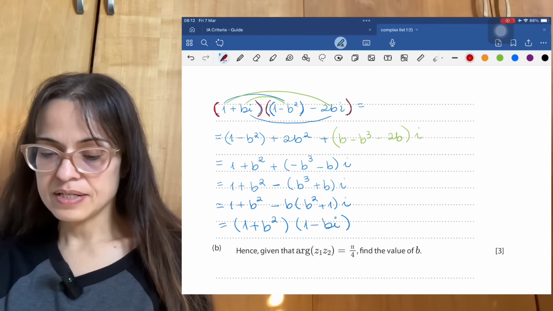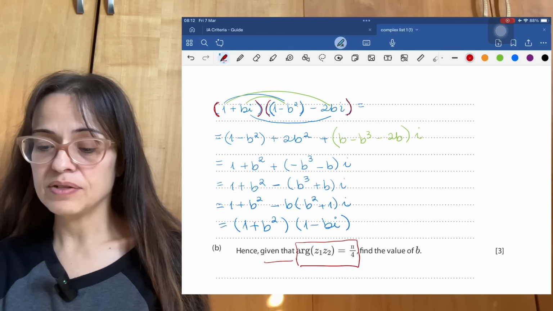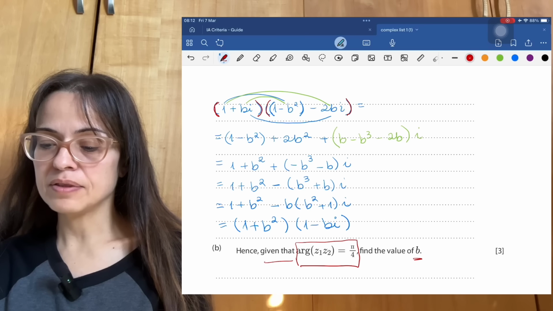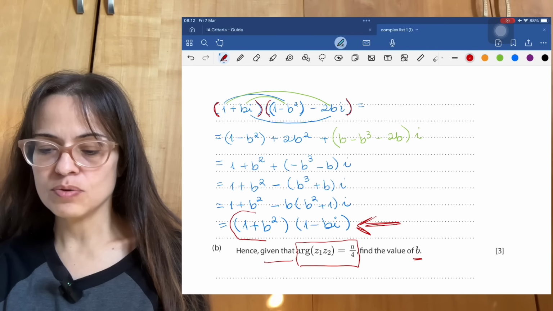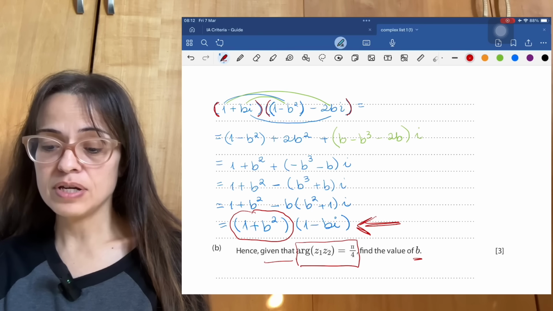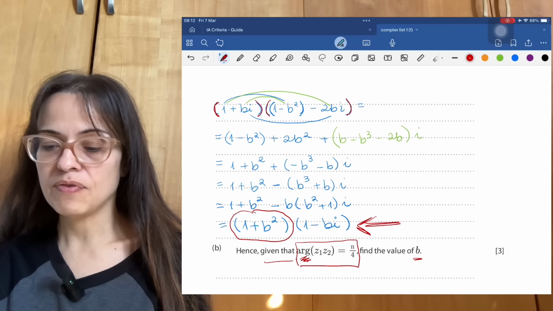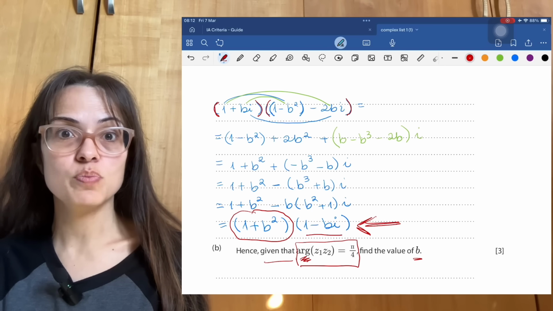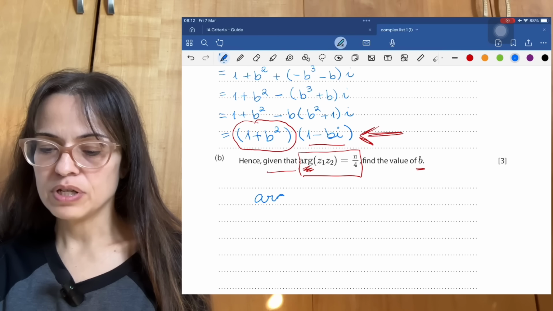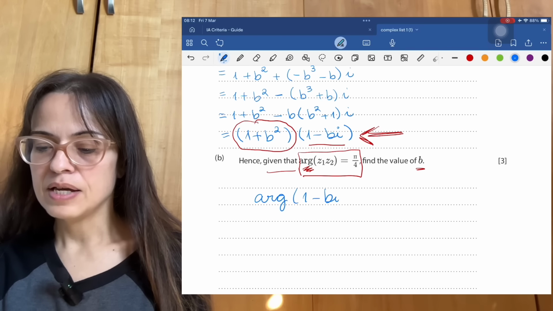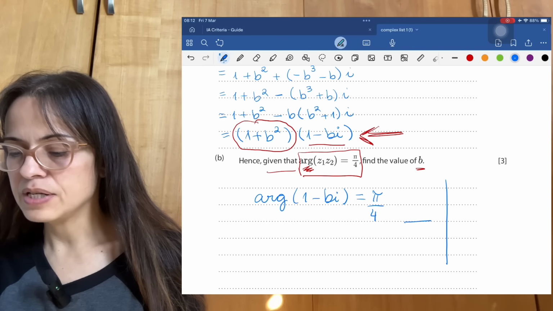But now that it says, given the argument of this number that I just did is pi over 4, find the value of B, I'm thinking that the last one is going to be useful, because this thing here is a real number. It doesn't have any effect on the argument. So I am really simplifying things a lot if I just have to look at 1 minus bi. And so what this question is telling me is that the argument of 1 minus bi is pi over 4, which is a number that I know very well. I know where it is in the diagram.